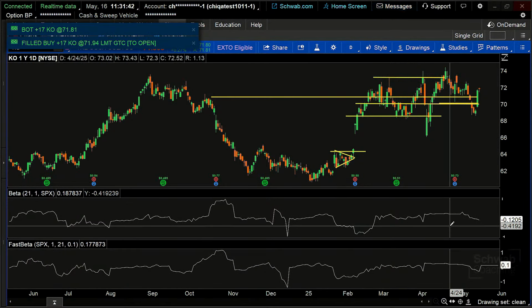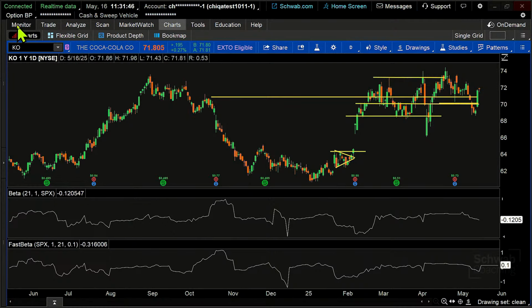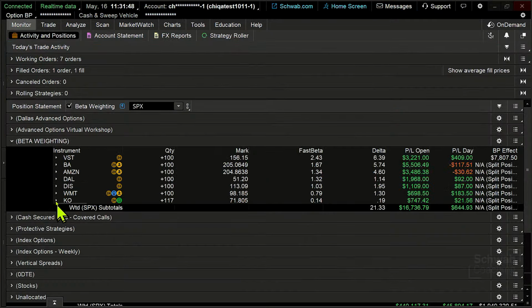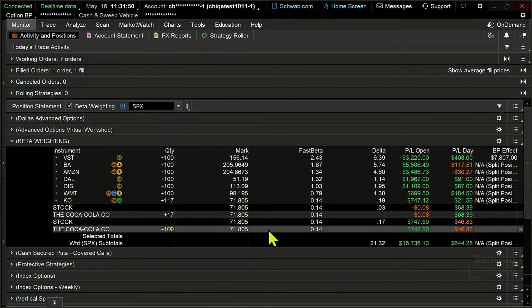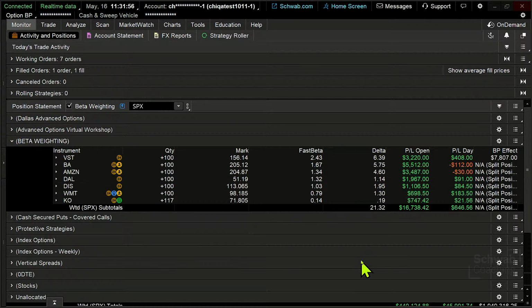It filled. Now, let's see what that did to our overall portfolio. Let's go to the monitor tab. And we increased our position here, and it didn't really peel off much of that sensitivity. In fact, it added a little bit to it. Oh, so that means we've got to do something else.